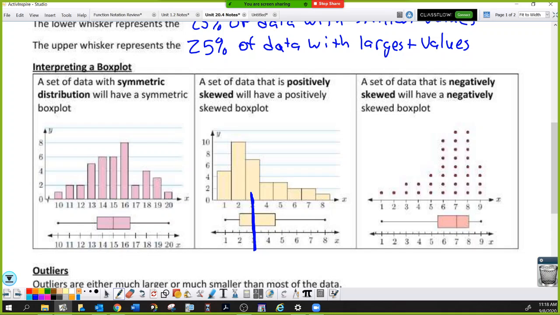And this last one, they just did that with a dot plot, which is interesting, but you can see that it spikes to the right, so it would be negatively skewed, and the box and whisker plot shows you that. I mean, there's a lot of stuff to the left of that Q2, a lot.